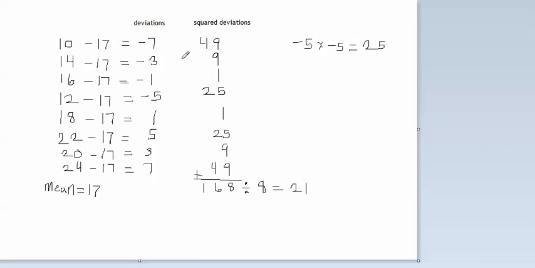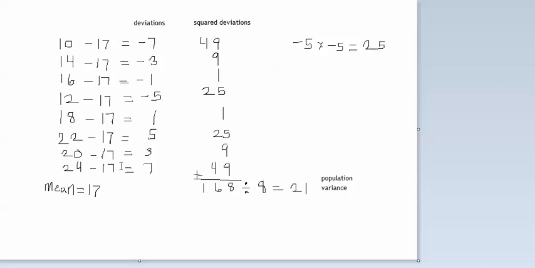That's our variance. The variance is just what you get when you average the squared deviations. And it's more specifically called a population variance. I said this was a population of 8 people, and that means our answer is called a population variance.